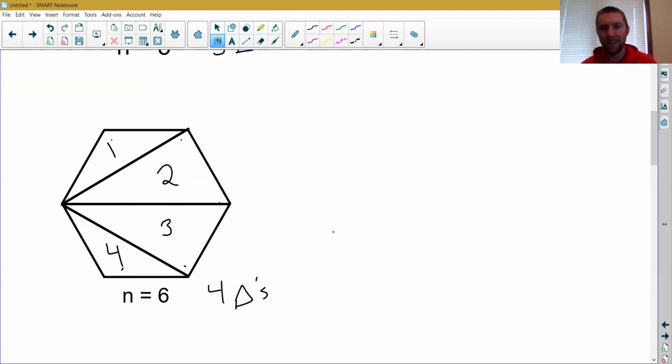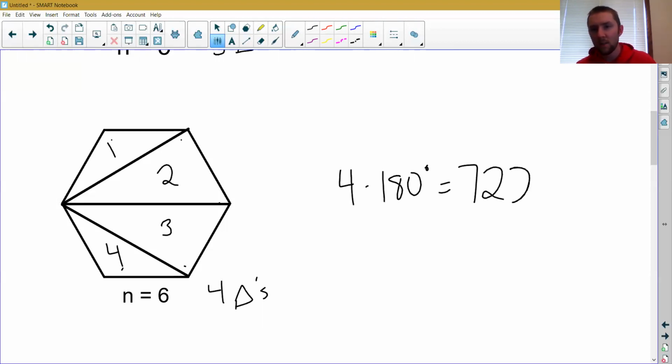Okay, 4 triangles, and so the sum total of the interior angles for the six-sided shape is simply 4 triangles multiplied by 180 degrees for each triangle, which leaves me with 720 degrees, okay? So the sum total of the interior angles in a six-sided shape, also known as a hexagon, is always 720 degrees. That's the sum total, okay?